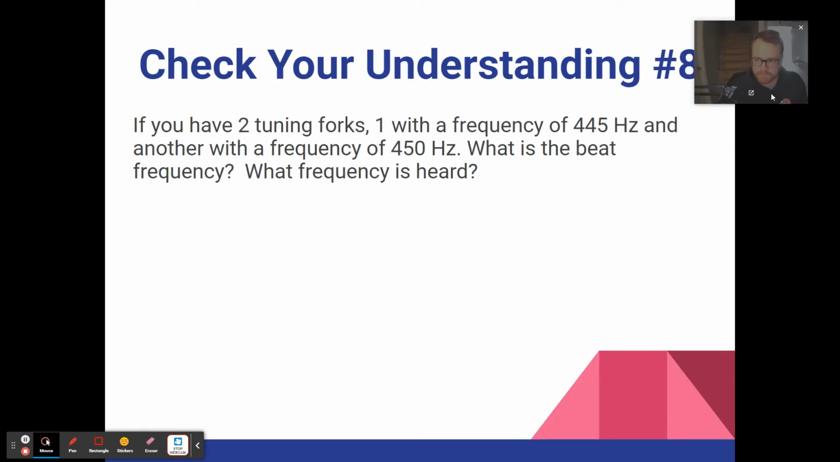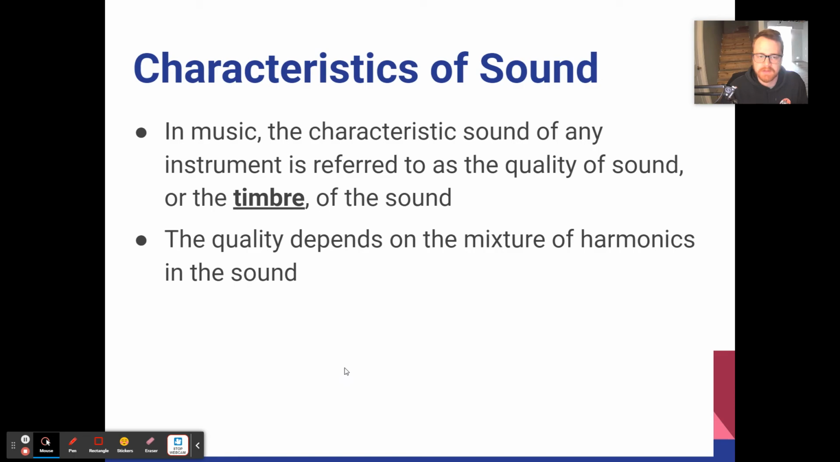Okay, so complete this, check your understanding, and then watch the video so you get it. And then the last characteristic of sound to talk about is timbre. So in music, the characteristic sound of any instrument is referred to as the quality of sound or timbre of the sound. The quality depends on the mixture of harmonics in the sound.